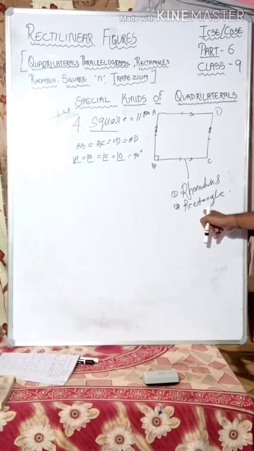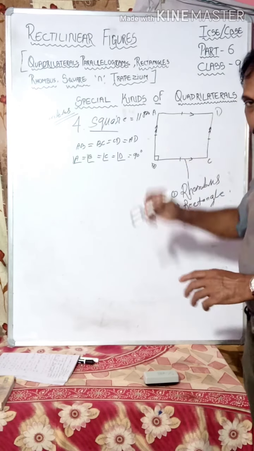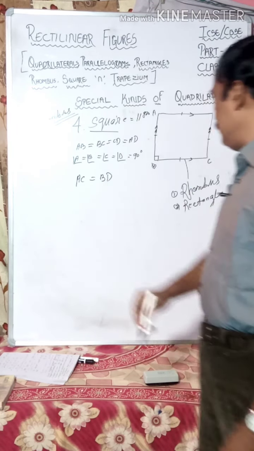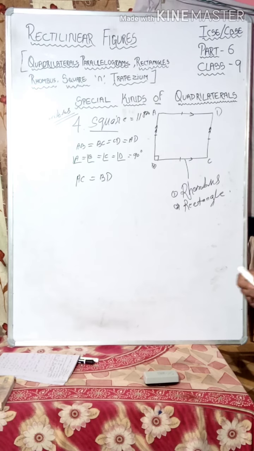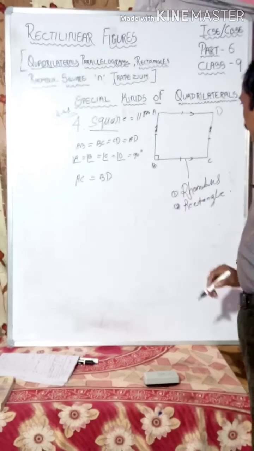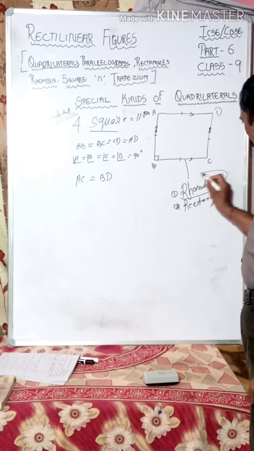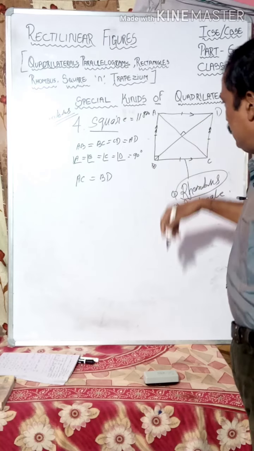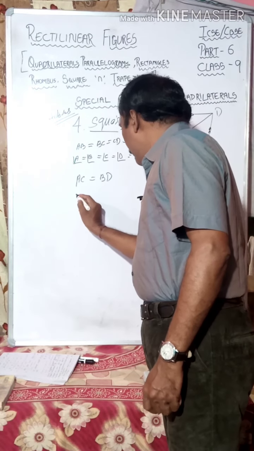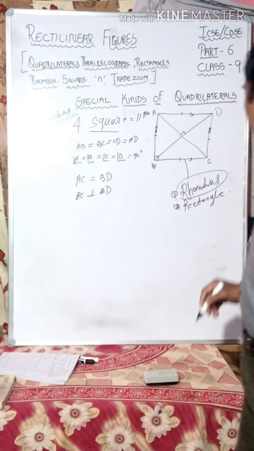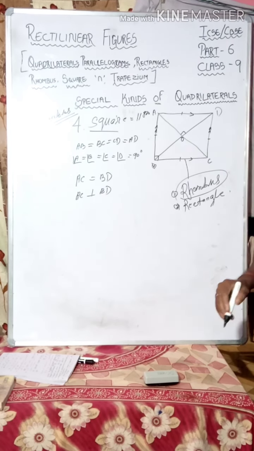As this is a rectangle, AC is equal to BD. Diagonals are equal, because in a rectangle two diagonals are equal. And as this is a rhombus, BD and AC are perpendicular to each other. AC is perpendicular to BD at point O, because this is a rhombus.